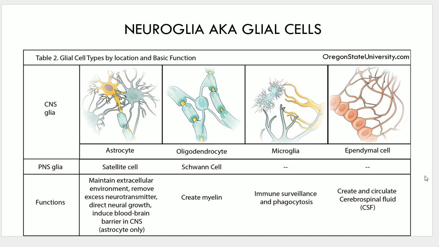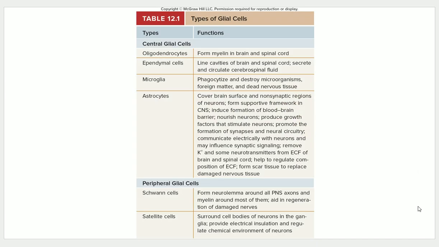This next slide is going to just show a table of what we just talked about. So you can read through that. Remember, astrocytes and satellite cells are the same. Oligodendrocytes and Schwann cells are the same. They perform the same function. They're just called something different in the CNS versus the PNS.